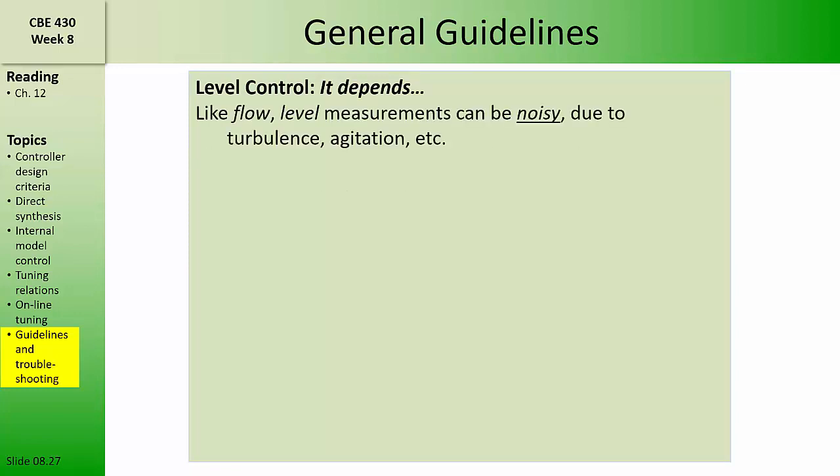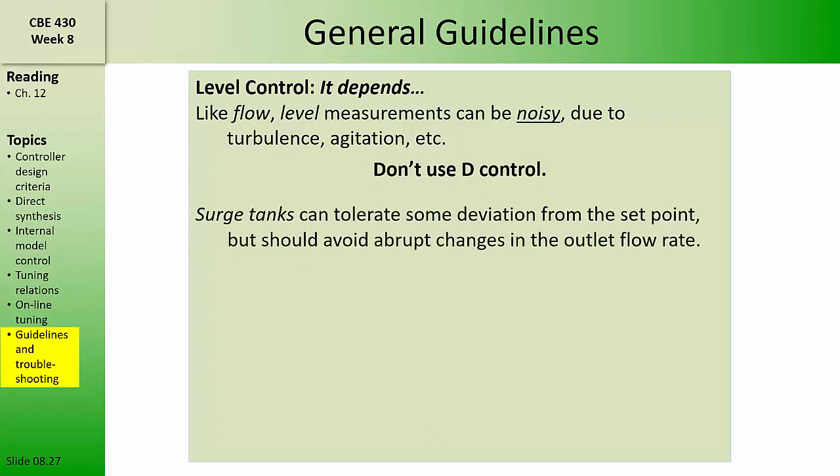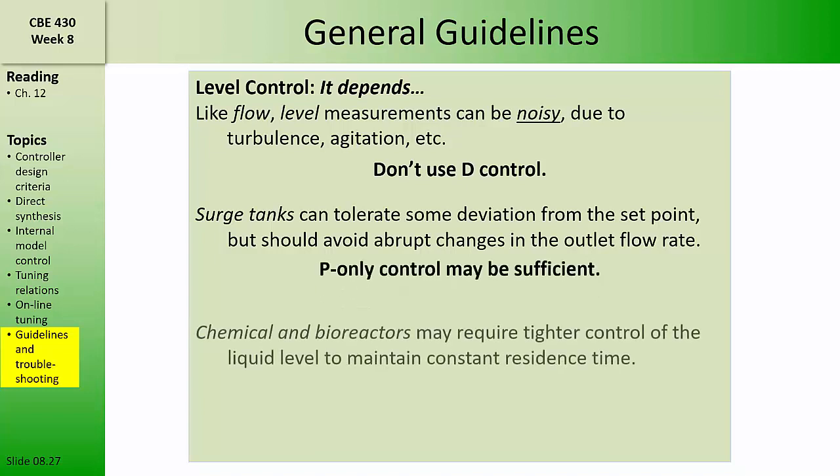Like flow control, level measurements can be noisy due to things like turbulence or agitation in a tank. Therefore, the derivative element is often not used. Surge tanks can tolerate some deviation from the set point, but should avoid abrupt changes in the outlet flow rate. In fact, often the purpose of a surge tank is to accommodate level changes to decouple downstream processes from upstream processes. So we want the surge tank level to vary. Proportional only control may be sufficient.